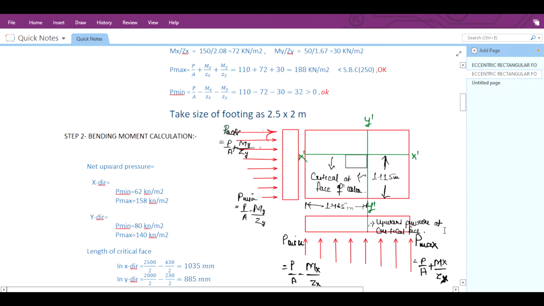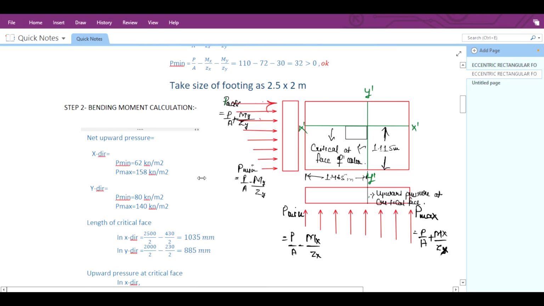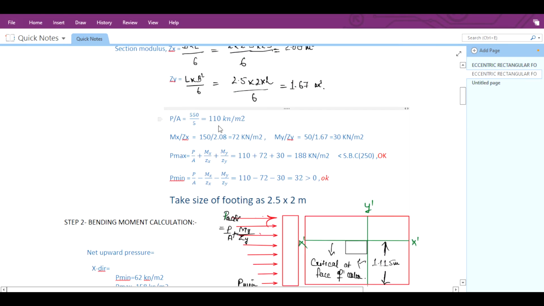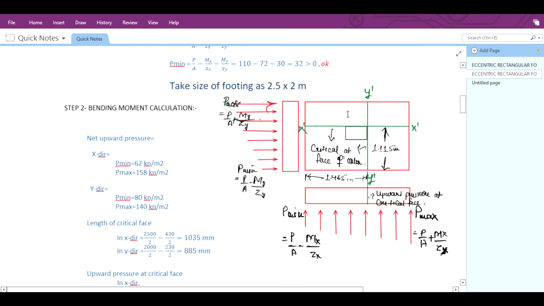Okay, so you have to add 110 plus 72, so it will come as 158 kilonewton per meter square. Similarly, for the y direction you have to calculate. So for the y direction, your P minimum will be P by A minus My by Zy. So P by A is 110 and My by Zy is 30 kilonewton, so it will come as 80 kilonewton per meter square.